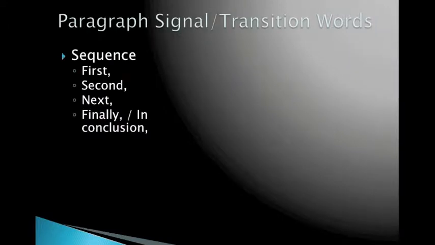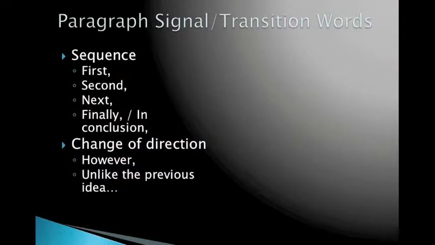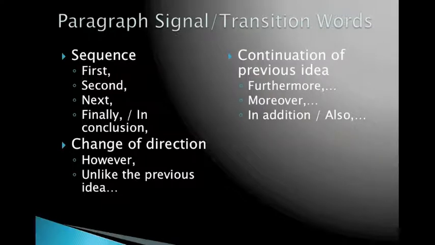So notice many of the different signal or transition words that you will generally find on an essay task such as the TOEIC or TOEFL. Again, different signal words called sequence words, words that say things like first or second, next, and of course if you're finishing your idea you could say finally or in conclusion. You can use words that give kind of a change of direction, so words such as however. So if your next paragraph is going in a different direction, you might want to use a word like however or unlike the previous idea. Or if your paragraph is continuing the same idea, you could use continuation words, words such as furthermore, or moreover, or in addition, or also.